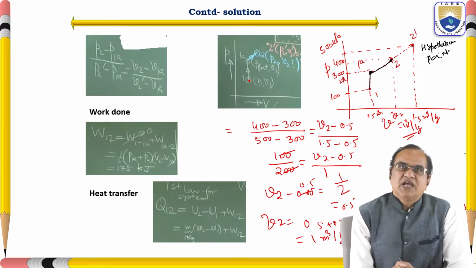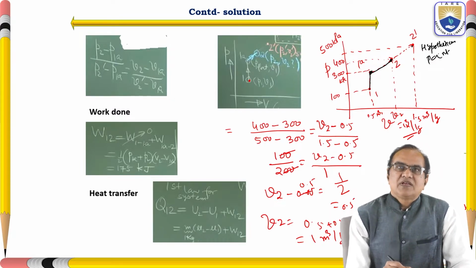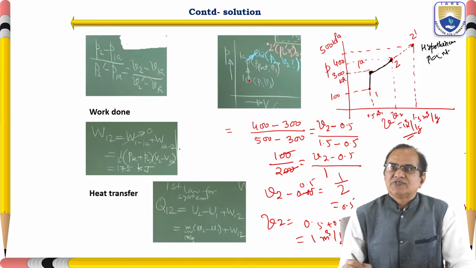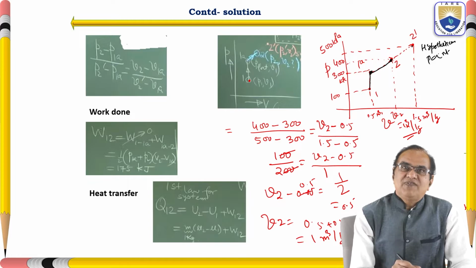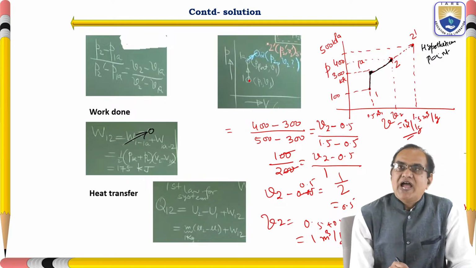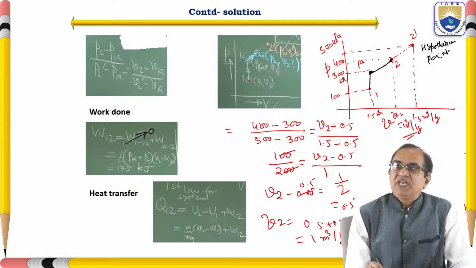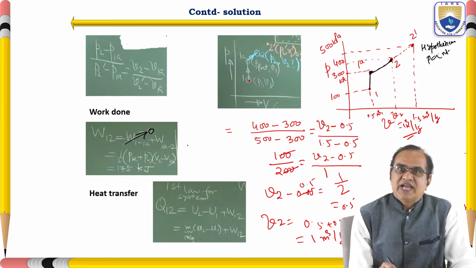So work done 1, 2 is equal to work 1 to 1A plus work 1A to 2. So 1 to 1A is a constant volume process, and from 1A to 2 is a real process. So here, this is constant volume, so we will get 0, and here we will get half of P1A plus P2. So work done we can find out from here.